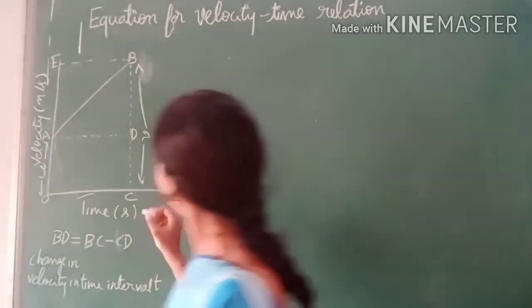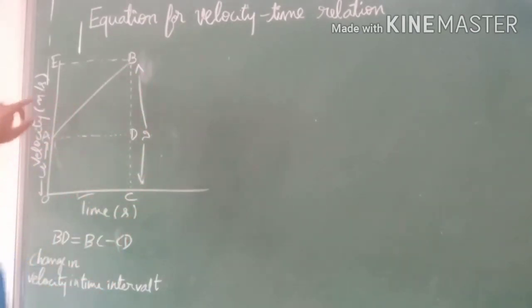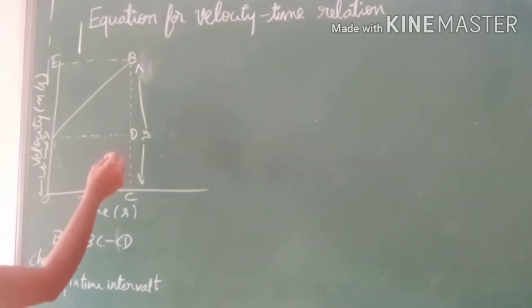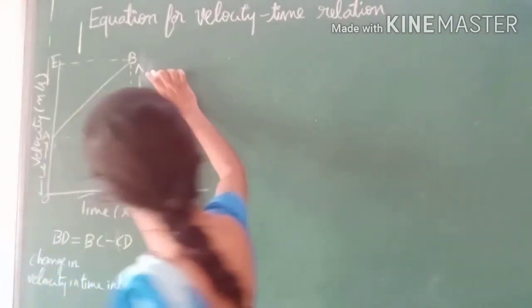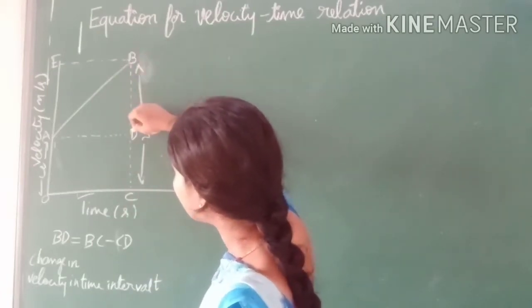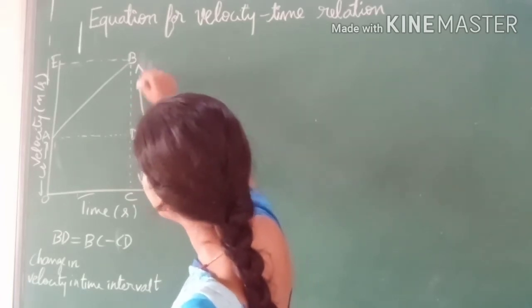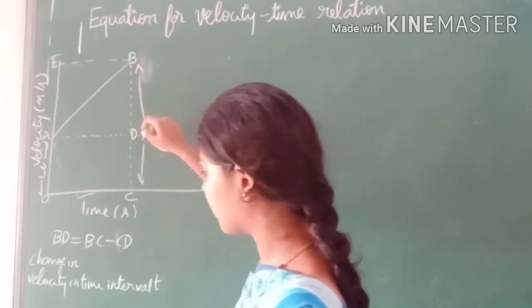Got it? Then you have to draw the parallel lines. Draw BC parallel to OE and BE parallel to OC. Now the change in velocity in time interval t is BD. BD is the change in velocity in time t. So let us find the change in velocity in time t now.